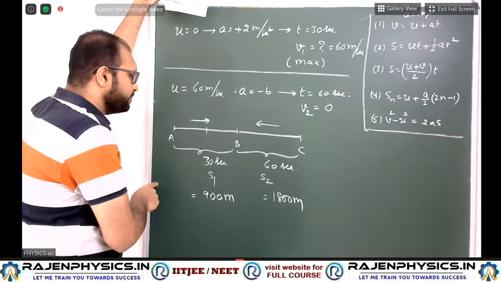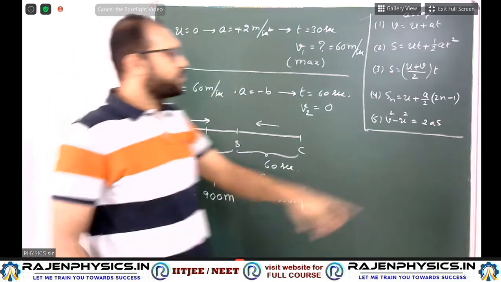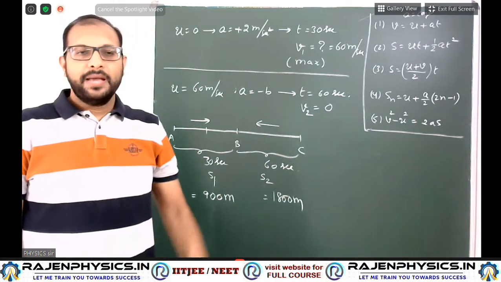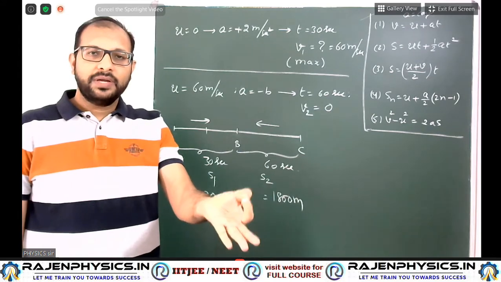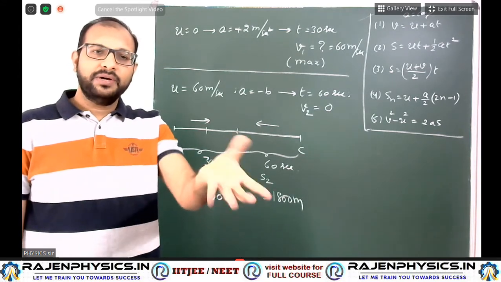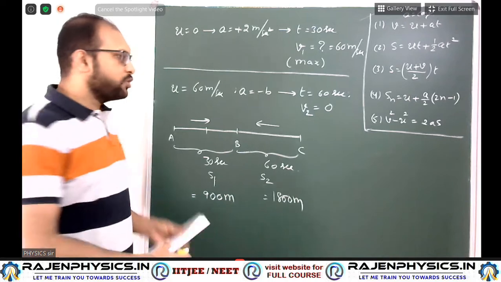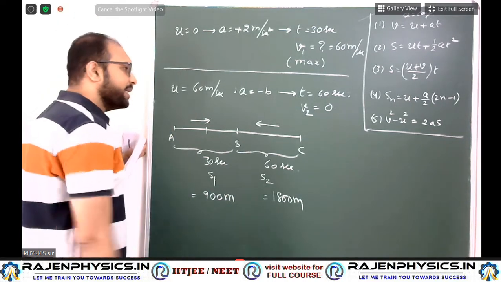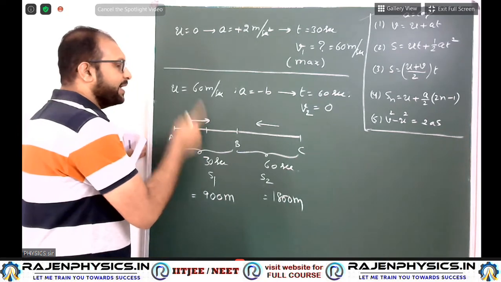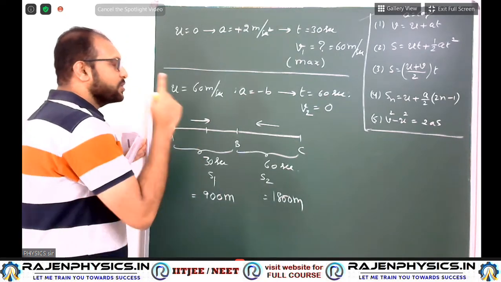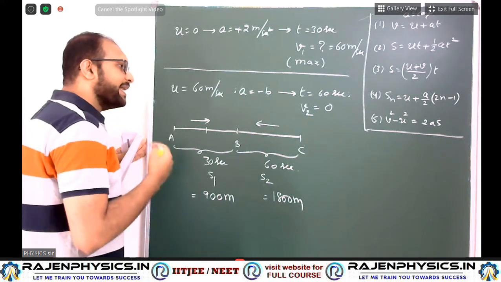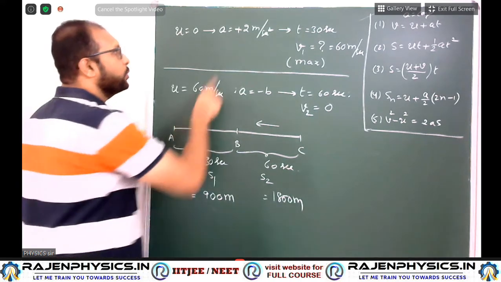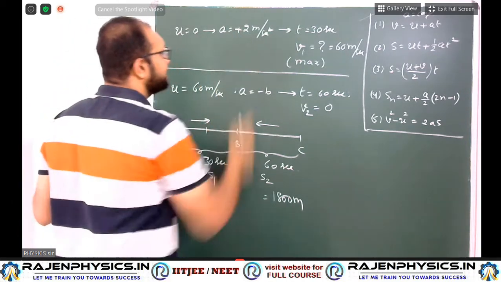S equal to... Students, this is our target, equation number 5. Because we are given u is 0, a is 2, we already know, and s is the question mark. So v square minus u square equal to 2as. u is already 0, v we need 30, so 30 square, 900, divided by 2 and a is 2.